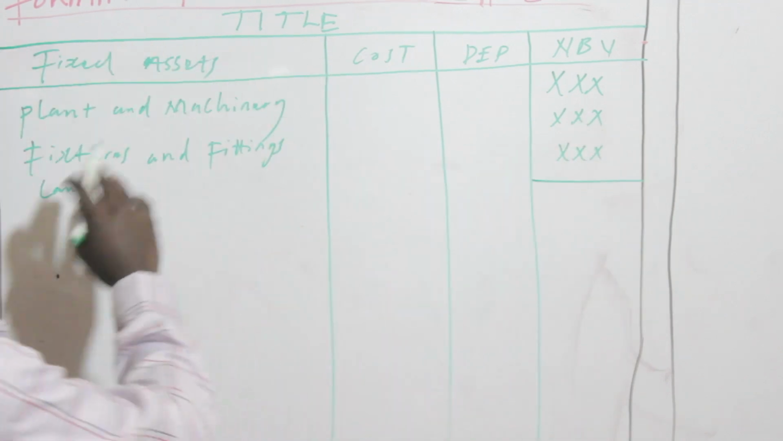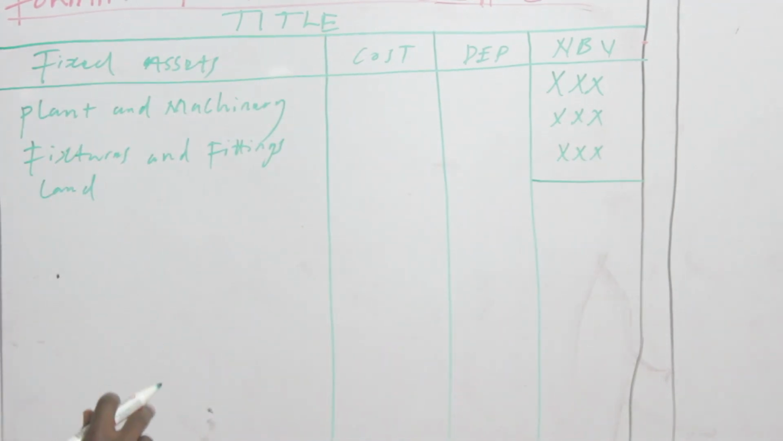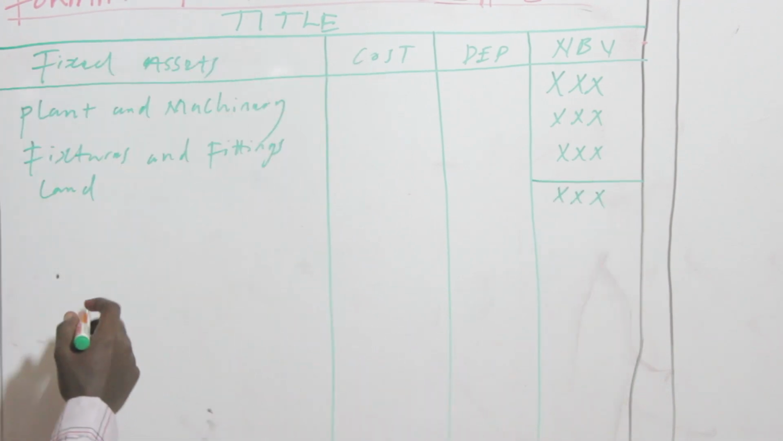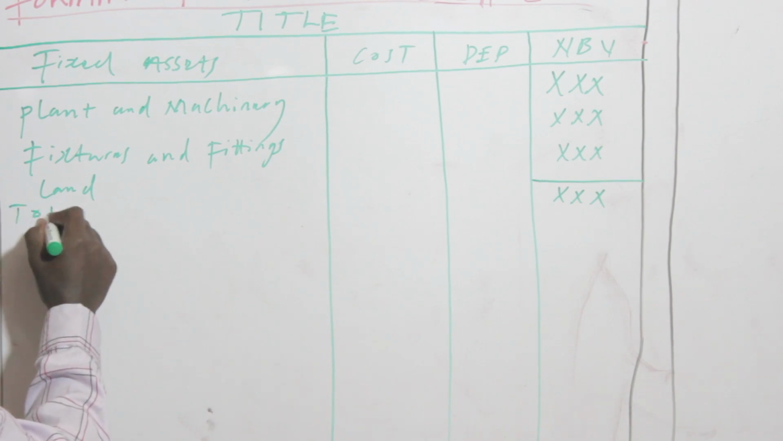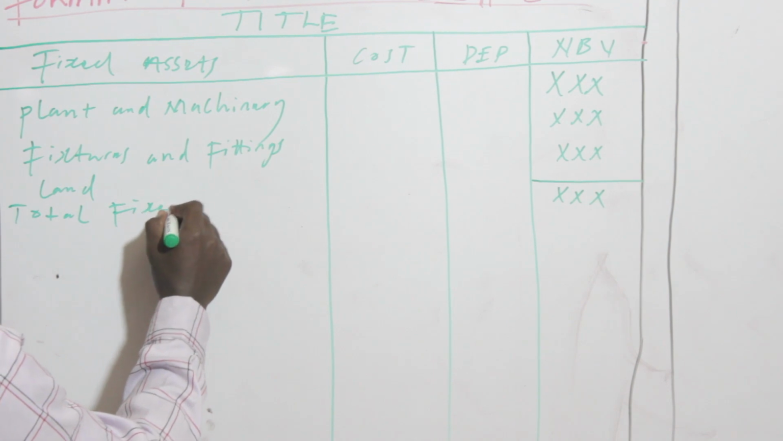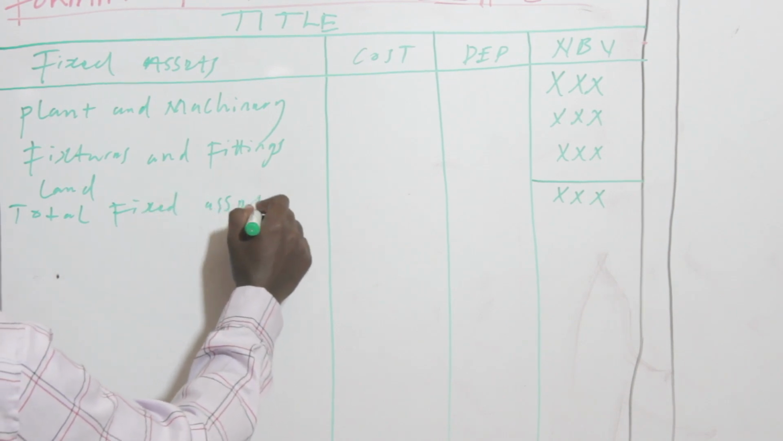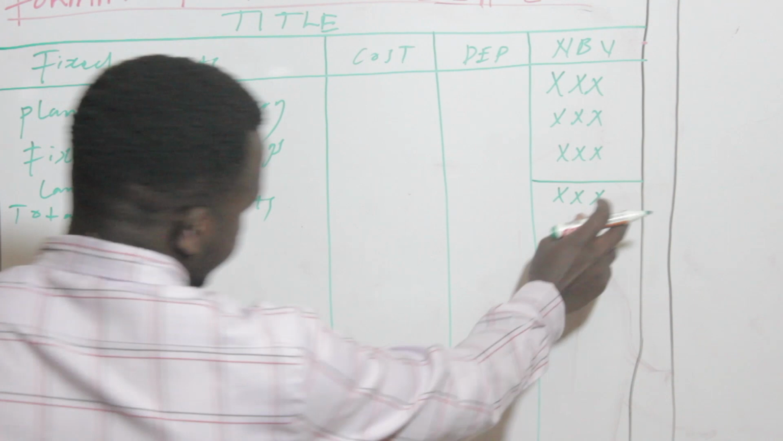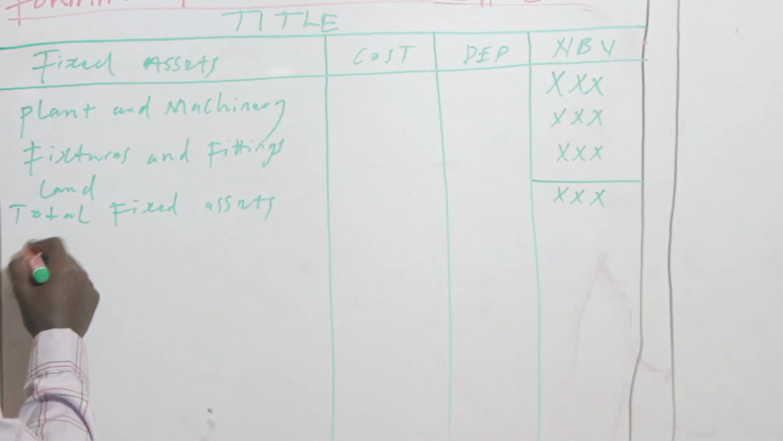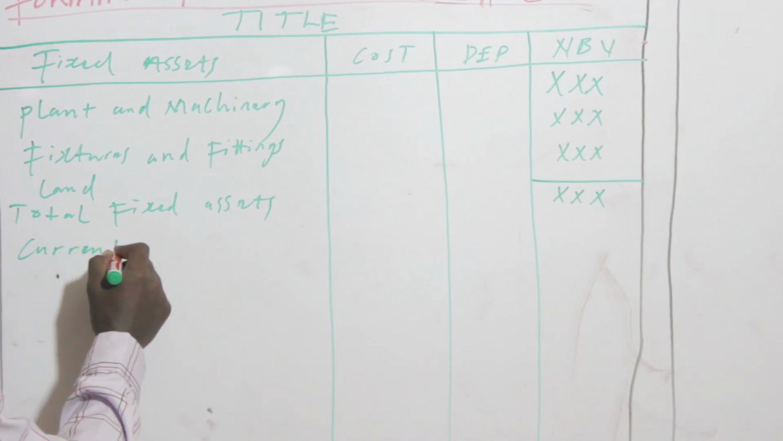So we are going to add plant and machinery plus fixtures and fittings plus land there. Then we're going to have total fixed assets. So we can say total fixed assets. So this is the amount of our total fixed assets. Then we can say current assets.